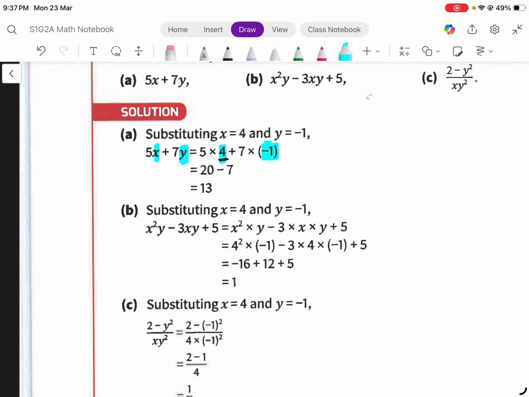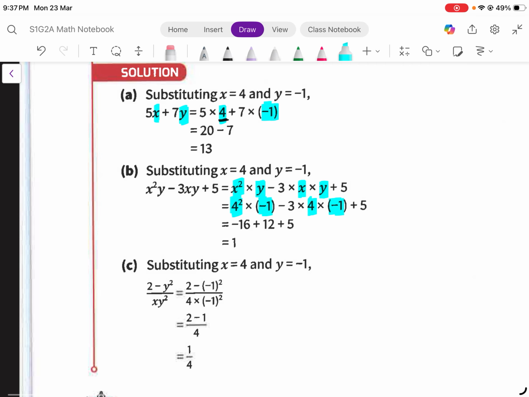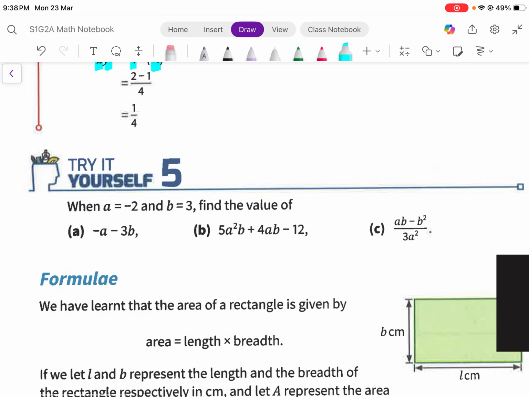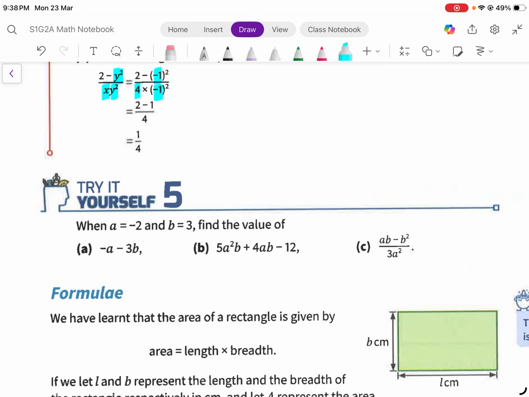So x squared is 4 squared, y is minus 1, right? And x is 4, y is minus 1. Multiply using brackets. Okay, so you multiply first, then you resolve, and then do your working, get the answer. So same thing, y squared is minus 1 squared, x is 4. Solve, get your answer. Okay, so pause the video here, try yourself 5, then find the value accordingly.